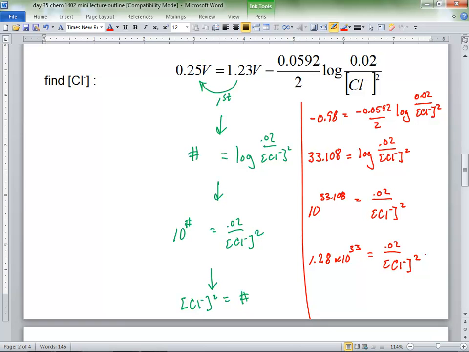Okay. Now I'm going to do that cross multiplying thing again. Bring the chloride squared up where this big number is. Bring him down to the bottom. Right? Chloride squared up where the big number is. The big number down where the chloride was. Cross multiplying.